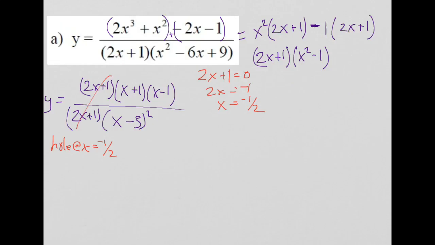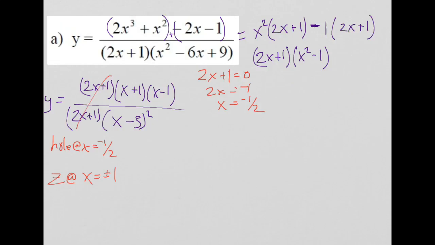For zeros, look at your numerator. You're going to have zeros when the numerator is equal to 0. So we have x plus 1 and x minus 1. So we're going to have zeros at x equals plus or minus 1 in this case.